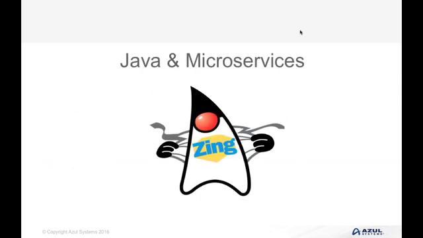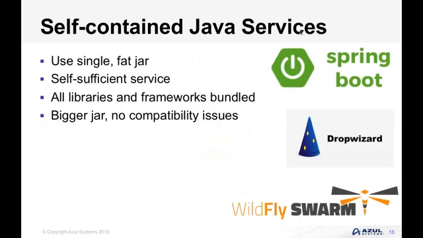Right, so we talked about Docker, we talked about microservices. Let's now talk about how Java works with microservices and some of the things you need to be aware of there. There are a number of different ways of creating Java microservices. There's three which have become very popular recently. One is Spring Boot, the other is Drop Wizard, and the last one is Wildfly Swarm.